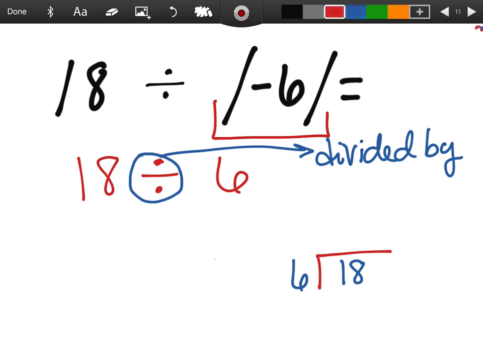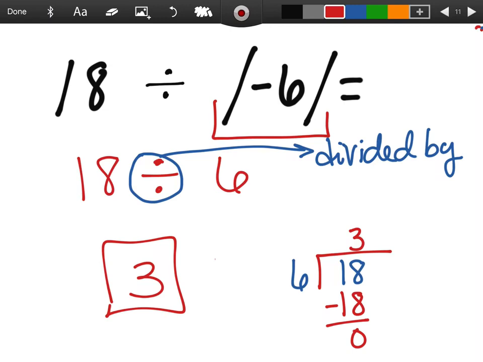6 goes into 18. Well, 6 times 2 is 12. Oh, it's 3. 3 times 6 is 18 with no remainder. My solution to 18 divided by 6 is 3.